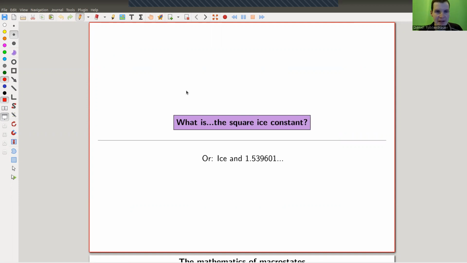So there's a funny notion, a funny constant, which is called the square ice constant, and that's roughly this number here. That's an explicit expression, you will see it later, but it's related to ice. In some sense, we'll see how it's related to ice. And it came around, well, a little bit of background, in the 50s, 60s of the last century. It's also called Lieb's square ice constant. So roughly the 50s or 60s of the last century.